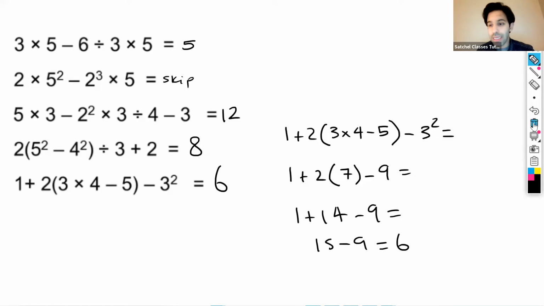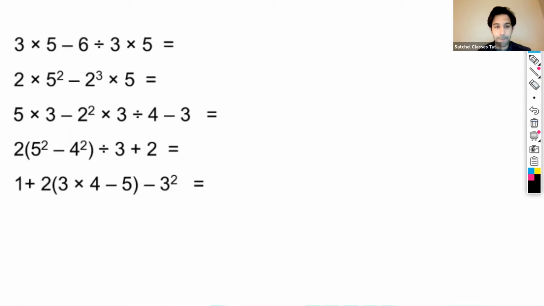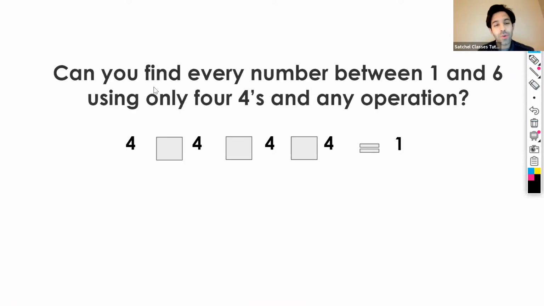Now I'm just going to leave you with one final little puzzle which you can try by yourselves at the end of this lesson. So if I just rub this off, the question says, can you find every number between 1 to 6 using only 4 fours and any operation? So we're using 4 fours, and here I've given the example of getting 1.